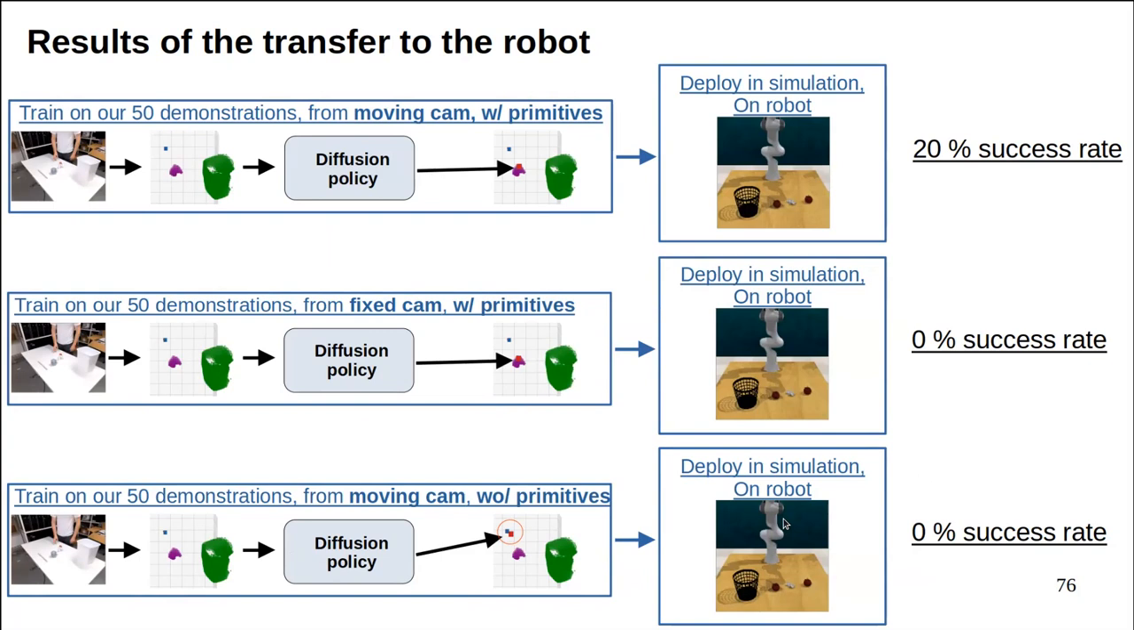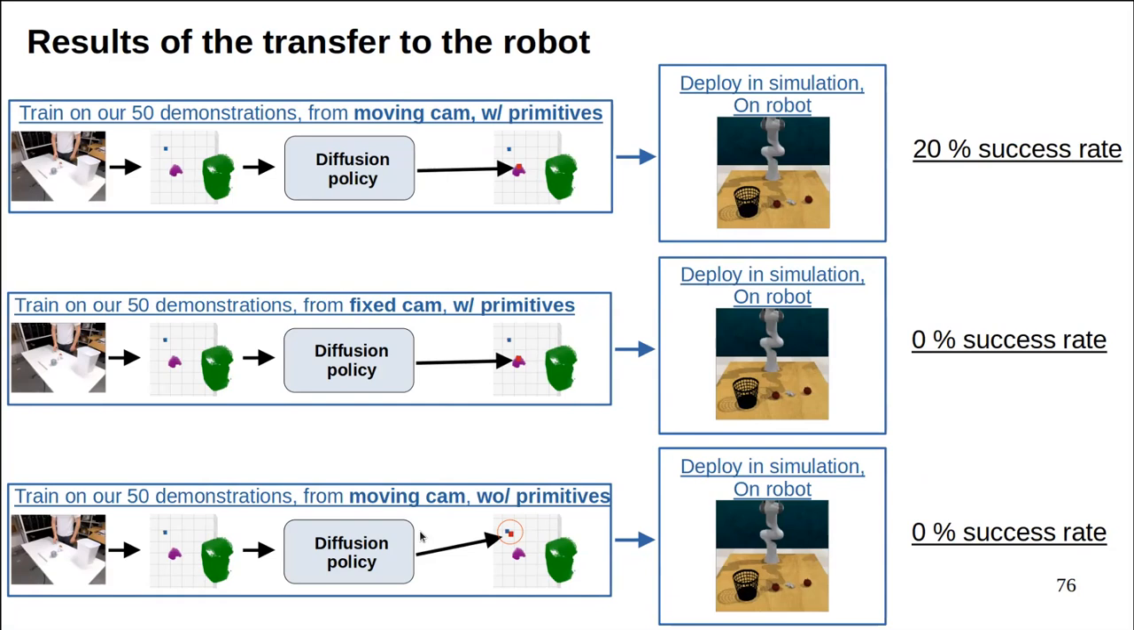So we have three situations here. The first situation is the training pipeline that we explained before. We train our diffusion policy to predict the position that the operator will reach at the end of the ongoing primitive, and we train this diffusion policy on data coming from a moving camera. In the second setup, we similarly train the model to predict where the human operator is going at the end of the ongoing primitive, but we do it from data that we collected using a fixed camera.